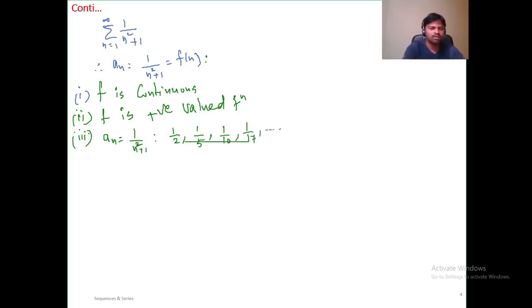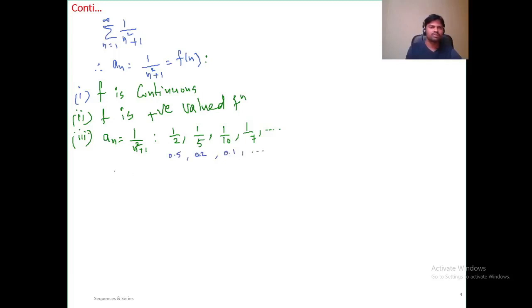Okay. Now let me compute in decimals. 1 by 2 means what? 1 by 2 is 0.5, right? 0.5. 1 by 5, 0.2. Okay, it is decreasing. 0.1, like that. So it is decreasing.